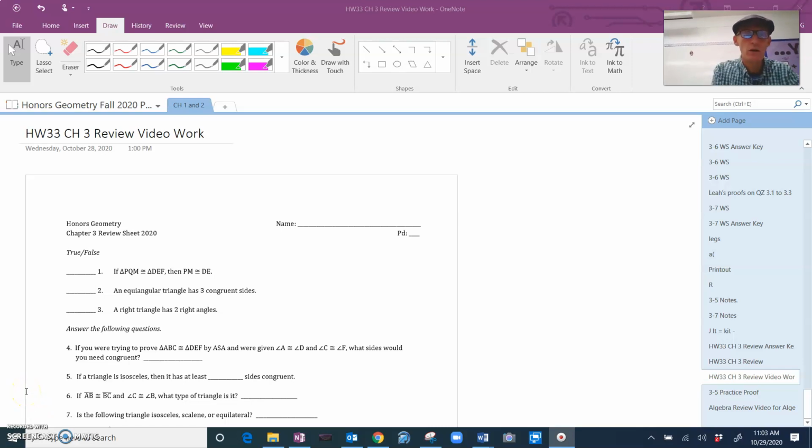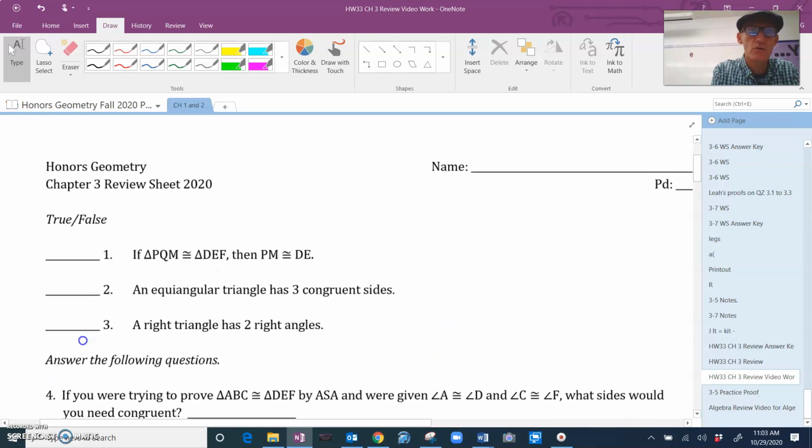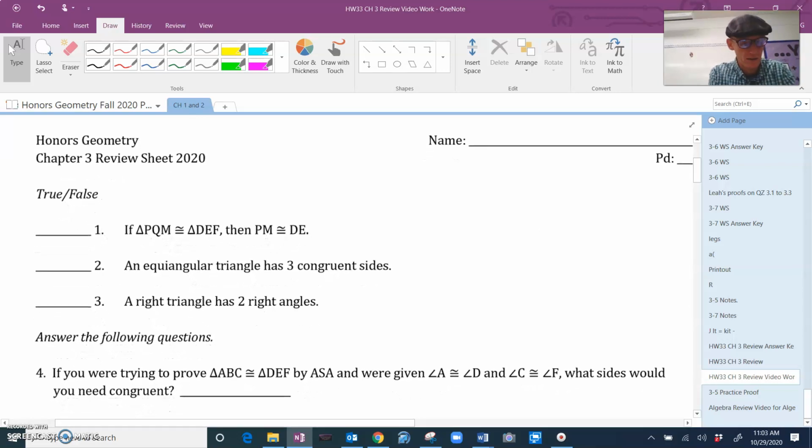Hello, hello, hello. Okay, so this is the Chapter 3 review sheet for Honors Geometry. It is the review sheet for the test coming up. So I was going to talk about it and try to get the right answers. Okay, so if they're wrong, let me know.